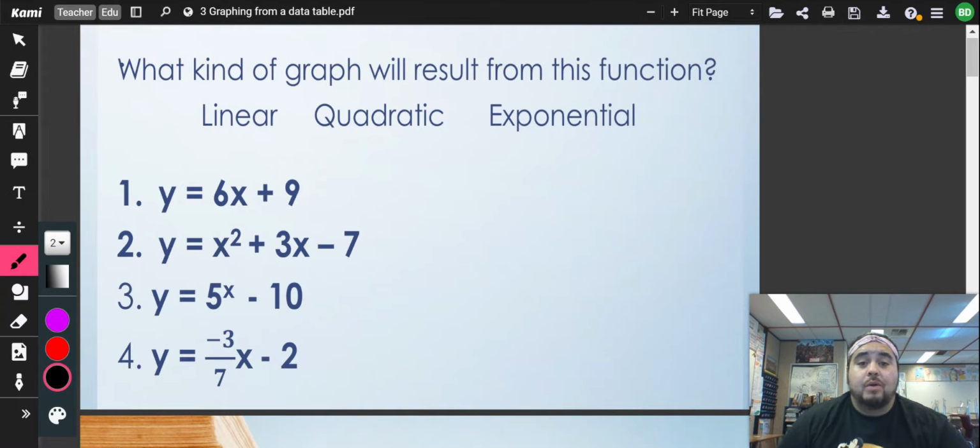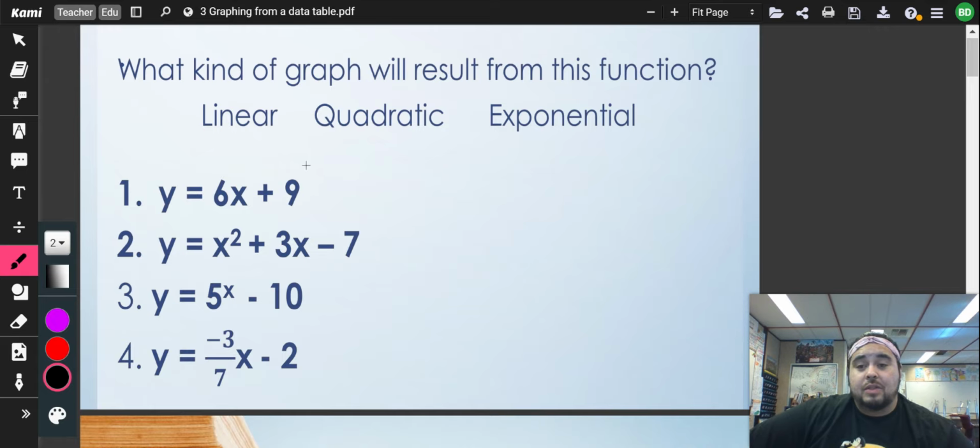So what we're going to focus on first is looking at the key features of an equation that let us know what the graph is supposed to look like. Here we have four different equations and we have to categorize them based on whether we think the equation is going to result in a linear, quadratic, or exponential graph. The way we do this is by looking at the equation itself and then determining whether or not that equation is going to be linear, quadratic, or exponential when we graph it.